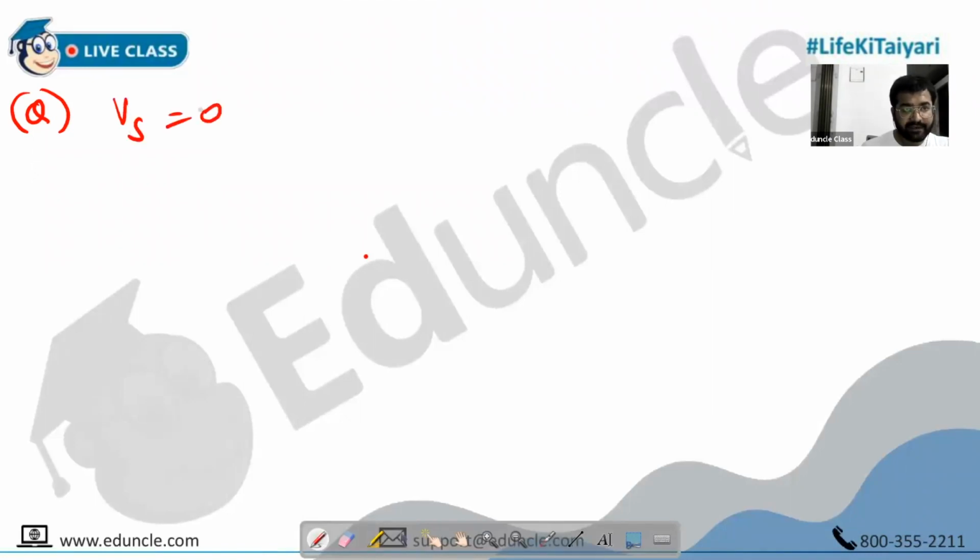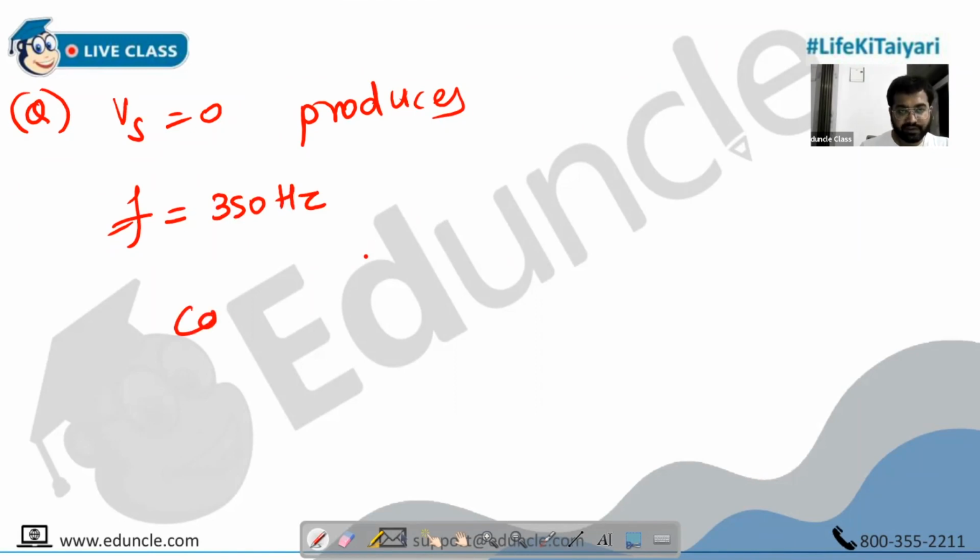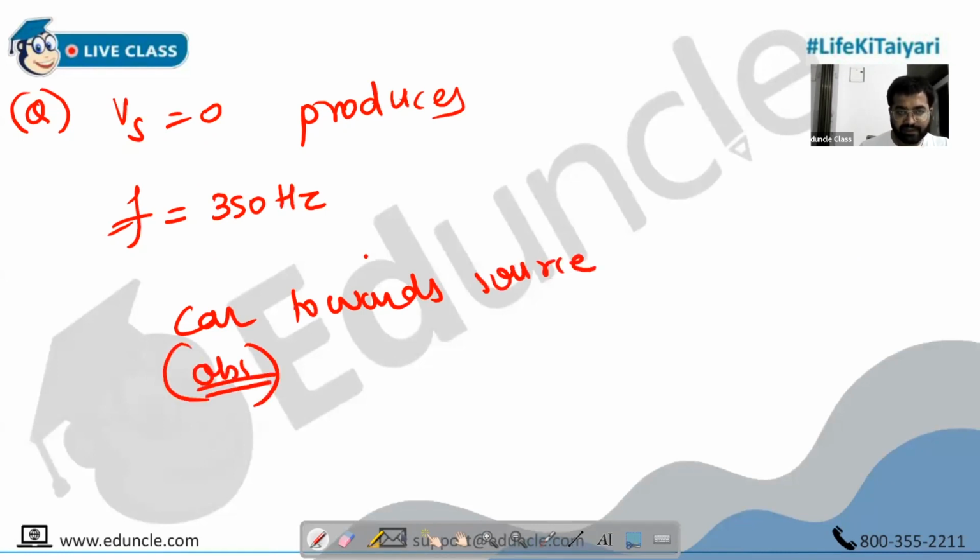Source is stationary. Produces a note of frequency 350 Hertz. Produces means original frequency. So they have given us original frequency is 350 Hertz. An observer in a car is moving towards the source. So car towards source. Basically observer towards source.